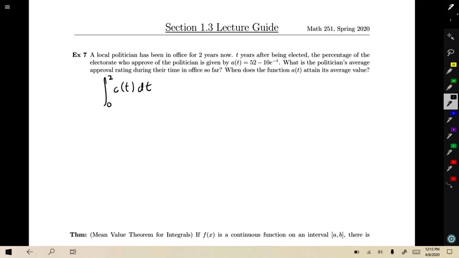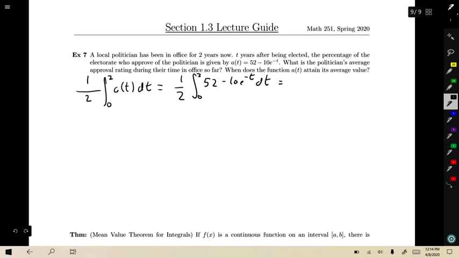The last thing that we need to do is remember that average value is not the integral. It is 1 over the length of the interval times the integral. So the length of this interval here is 2, so I have a factor of 1/2 out front. All right, well, let's continue this computation. So I have 1/2 times the integral from 0 to 2 of my approval function, 52 minus 10e^(-t) dt.